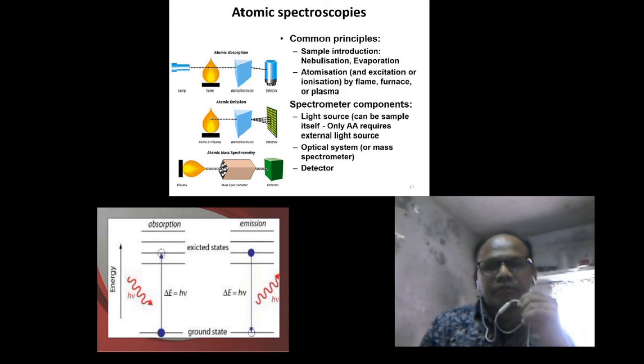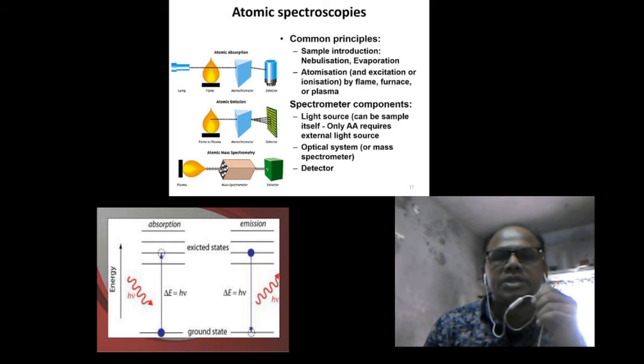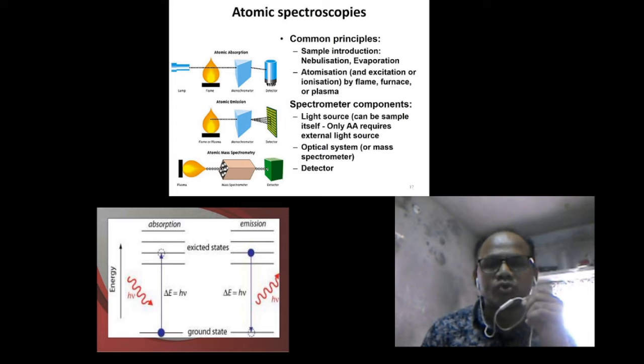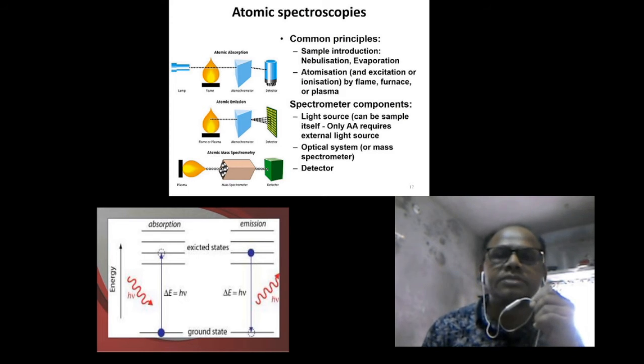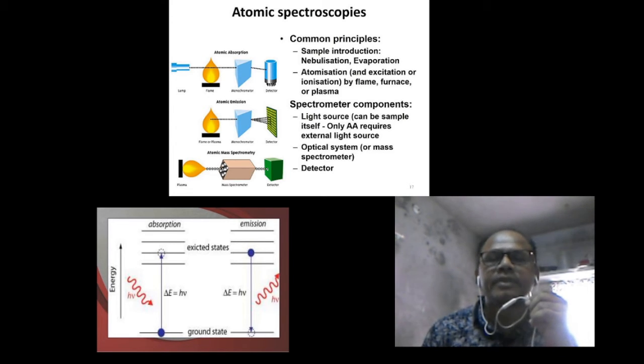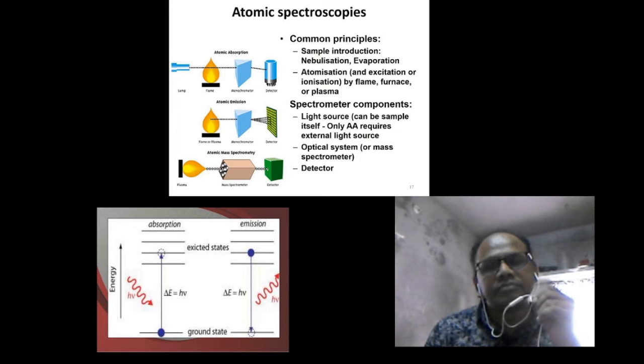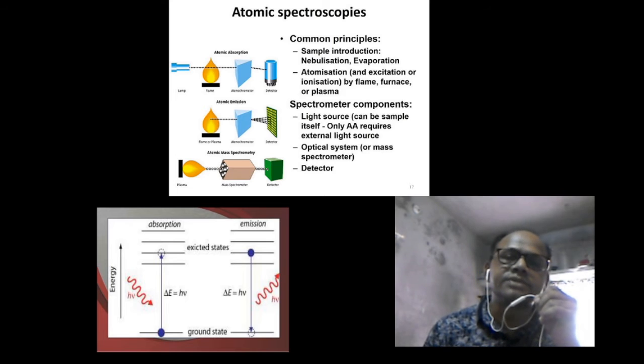After sharing my views, we see one of the topics, atomic spectroscopy. We see the principle of atomic spectroscopy. Atomic spectroscopy is based on when an atom absorbs an amount of energy from the ground state. So the atom present in the ground state absorbs some amount of energy and goes to the excited state.